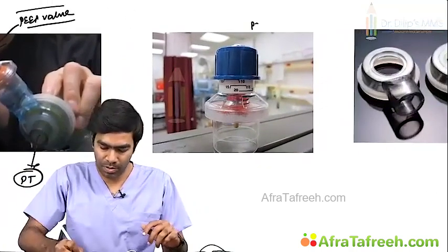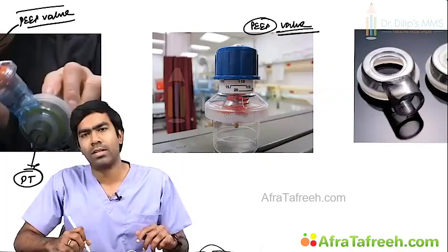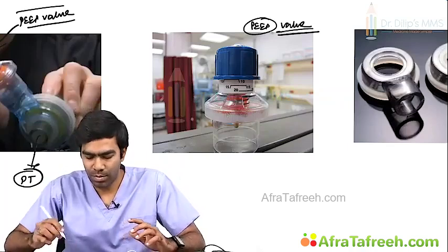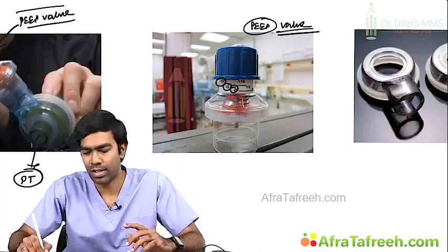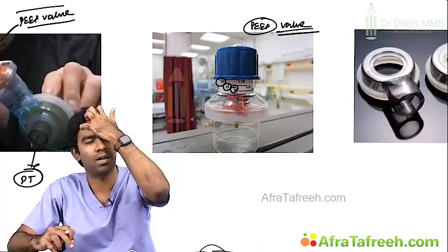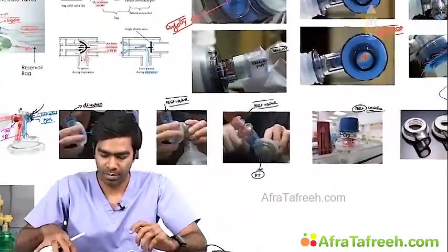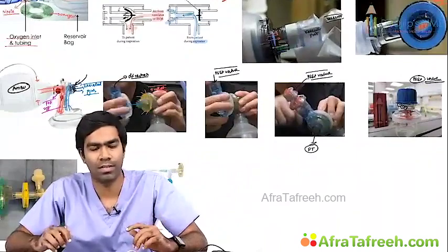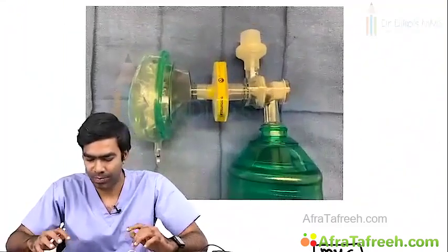So this is how a PEEP valve looks like in zoomed configuration. So this is how a PEEP valve looks like. You can see 10, 15, 20, 5 also will be there, so that you can set at different levels of positive end expiratory pressure while giving a bag valve mask ventilation itself. So these are some very, very important points about the self-inflating bags. And this is the final picture I'm going to show.